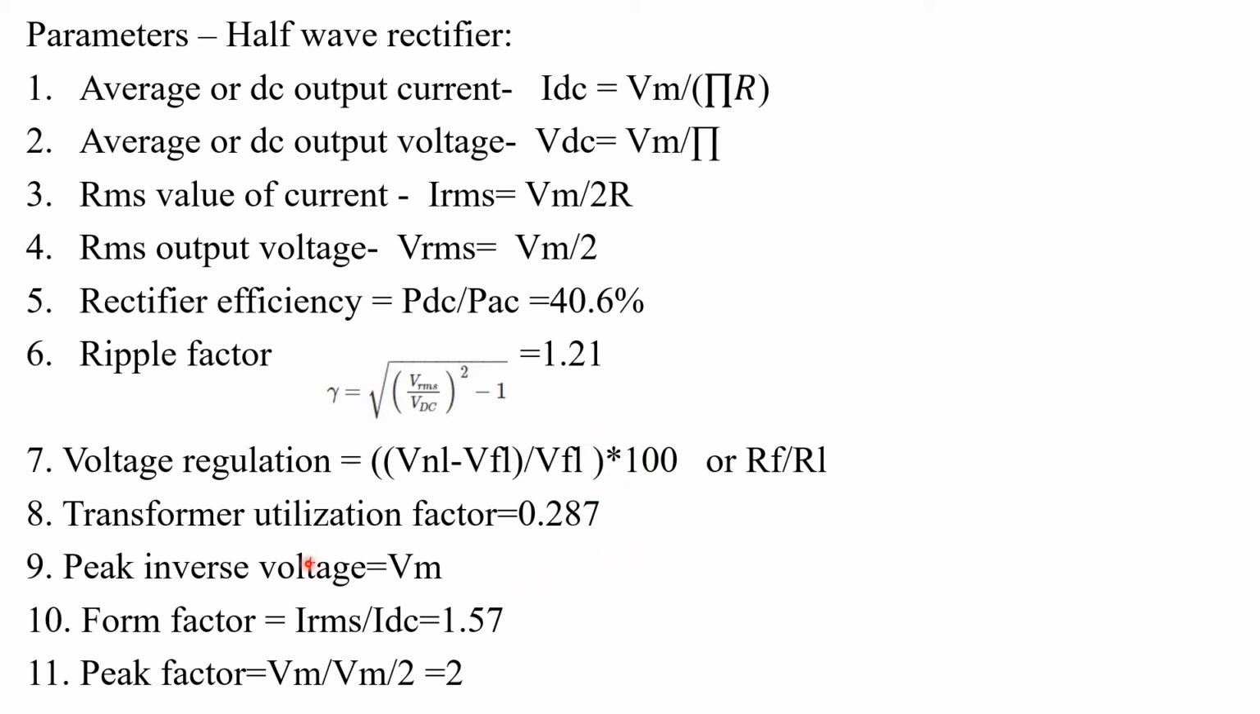The 8th point is transformer utilization factor, TUF, which will be 0.287. Peak inverse voltage will be the same as the maximum value of the voltage, that is Vm, and the value of form factor, IRMS by IDC, will be equal to 1.57, and peak factor will be 2. So these 11 points are very important for every technical exam, so we should remember these points.